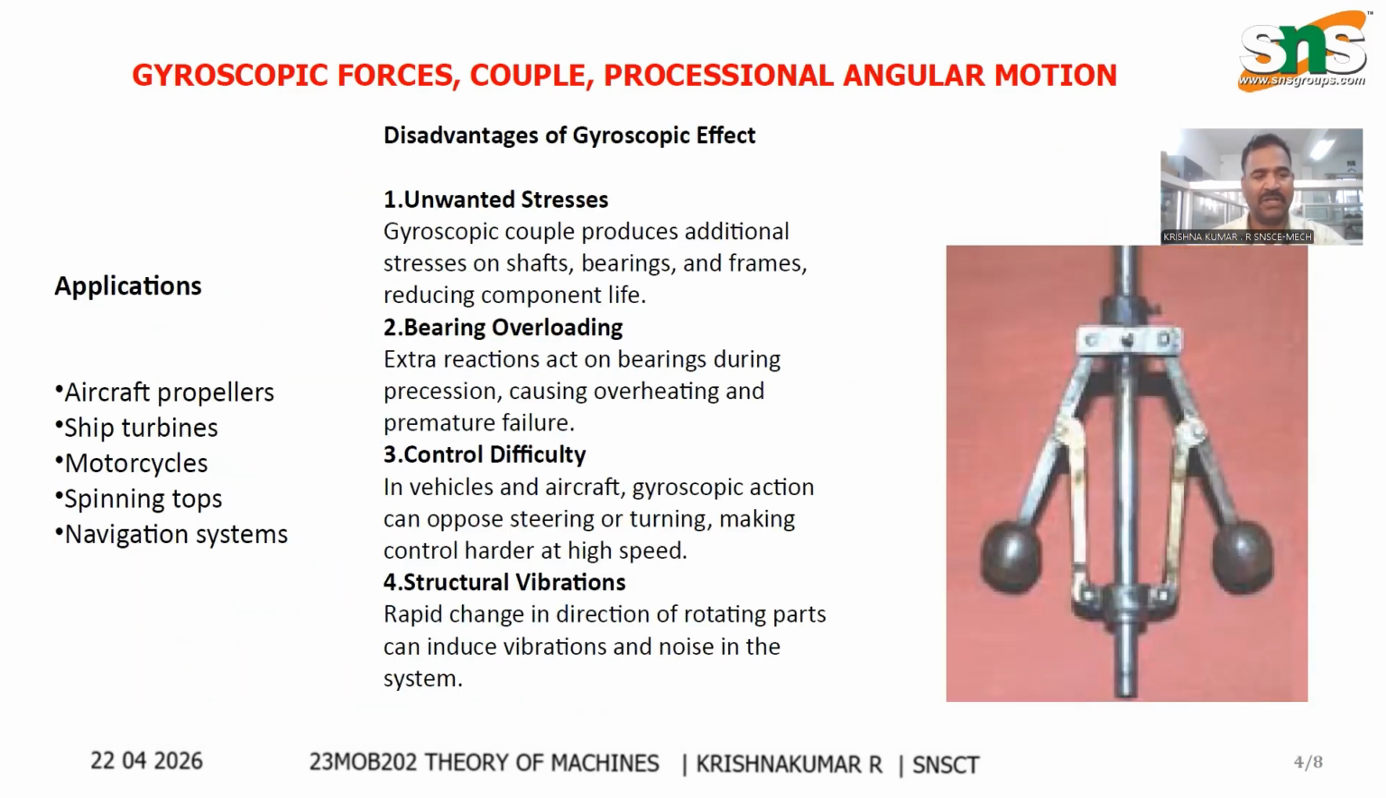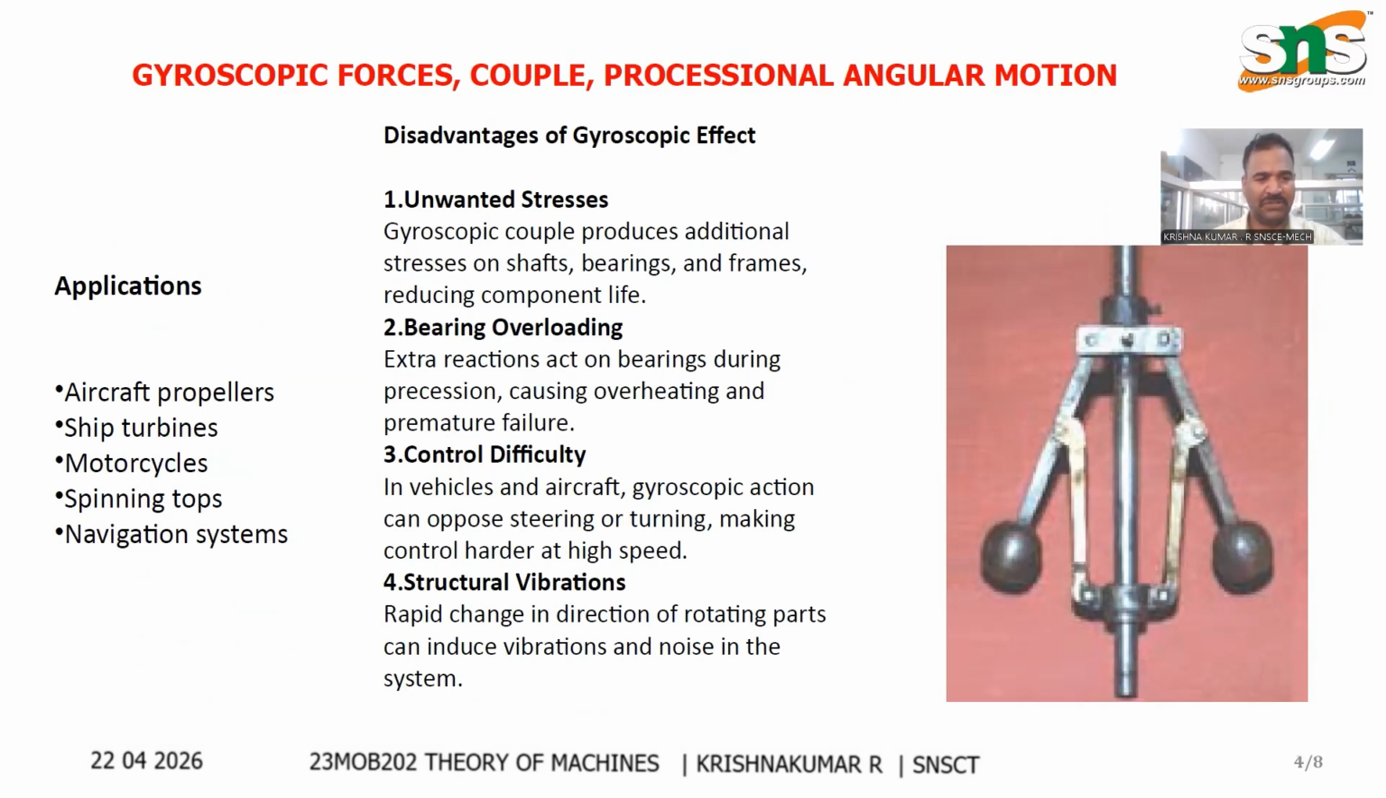Then we will see the applications. Aircraft stability: gyroscopic couples affect pitching, rolling, and yawing motion. Ships: large rotating masses like turbines produce gyroscopic effect when the ship turns. Automobiles and motorcycles: gyroscopic couple influences stability during cornering.